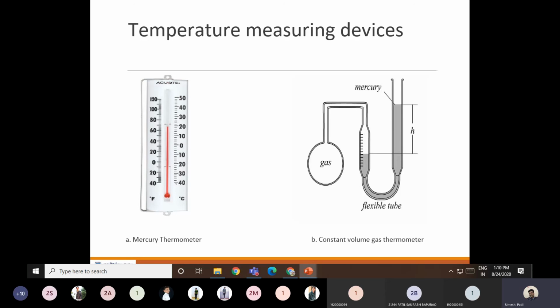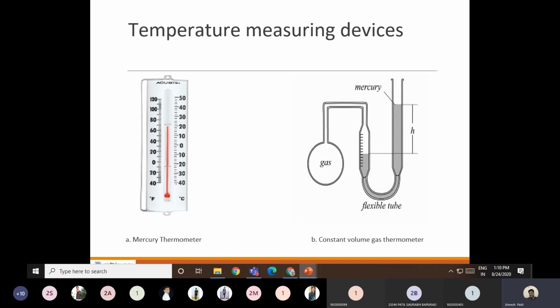So thermocouples are the other temperature measuring devices that are used in industry. This mercury thermometer is used only for laboratory purposes or for measuring the temperature range from 0 degrees Celsius to 600 degrees Celsius. If the temperature of the substance or system is more than 600 degrees Celsius, we cannot use the mercury thermometer. So the second temperature measuring device is the constant volume gas thermometer.